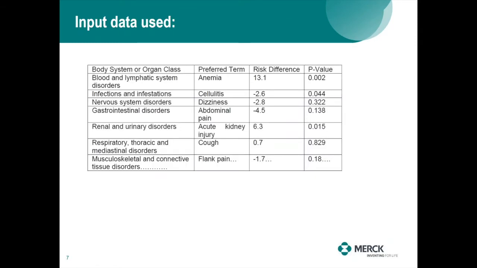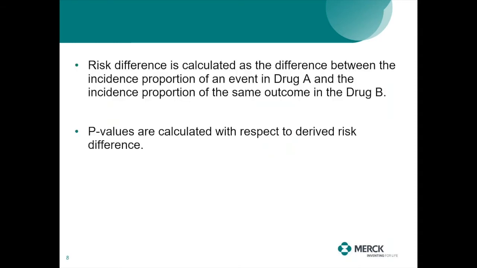The input data we used here are system organ class, preferred term, risk difference, and p-values. How do we calculate the risk difference? Risk difference is calculated as the difference between the incidence proportion of an event in drug A and the incidence proportion of the same outcome in drug B. P-values are calculated with respect to the derived risk difference.